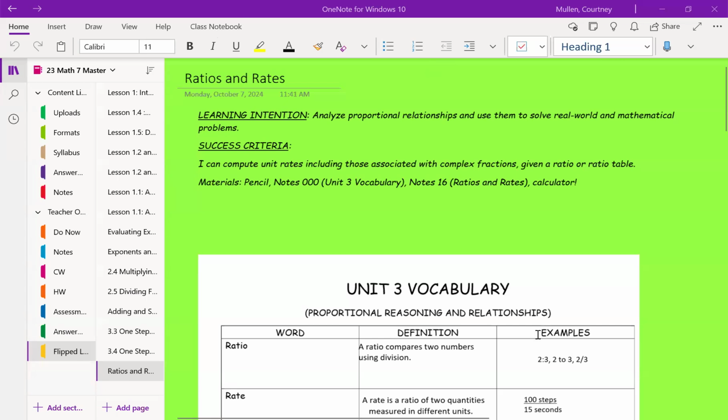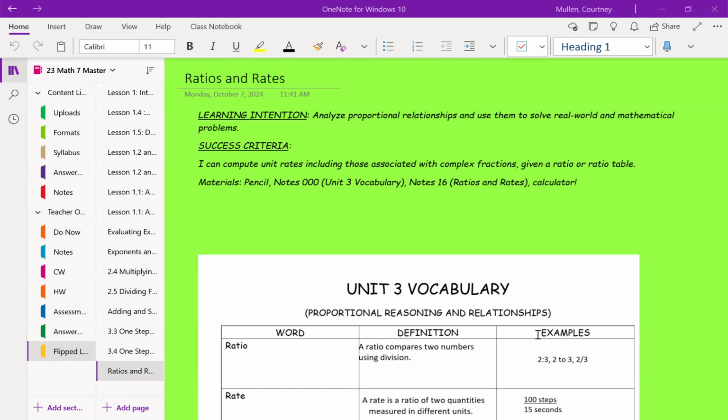Welcome back. We're ready to start a new unit where we are analyzing proportional relationships and using them to solve real-world and mathematical problems. So today we're going to be focused on unit rates, including compound fractions and using ratios and ratio tables. The materials that you will need are a pencil, notes 000, which is the Unit 3 vocabulary sheet, and note 16, which is your ratios and rates.